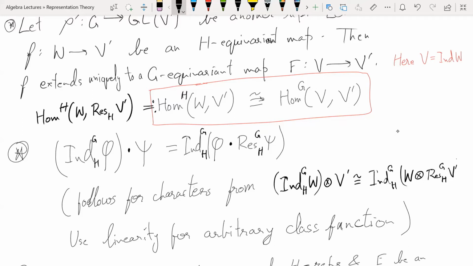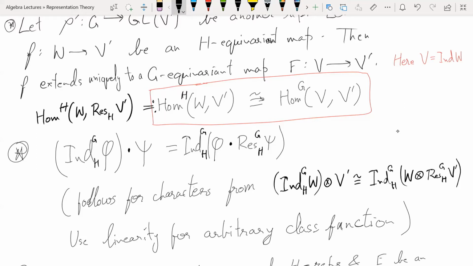This we saw when we started the discussion on induced representations, one of the first few properties. There I hadn't written Res_H^G V prime; I had just written V prime, because in some sense V prime is naturally an H representation. Restriction is just looking at the action of H instead of the action of the whole group G. There is nothing funny going on there.